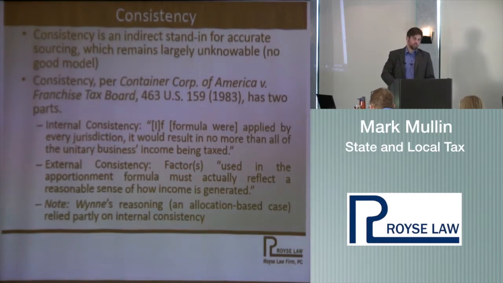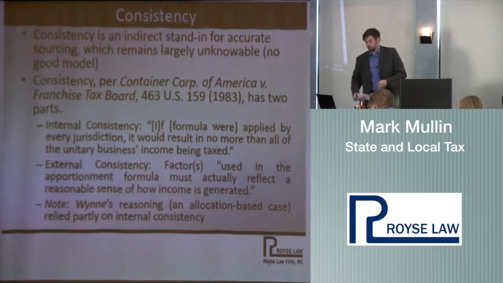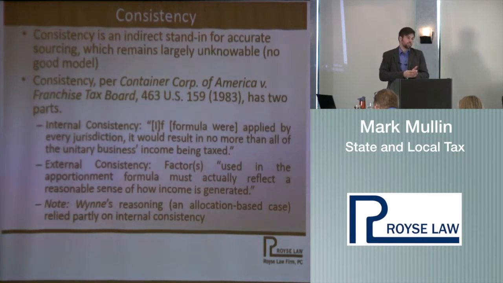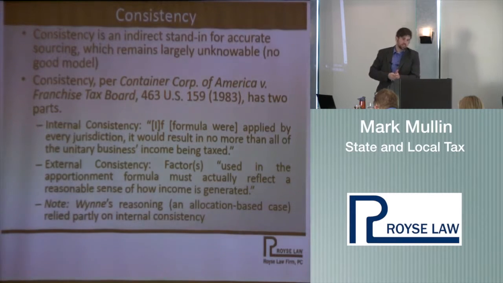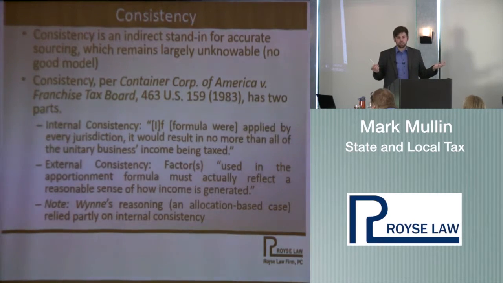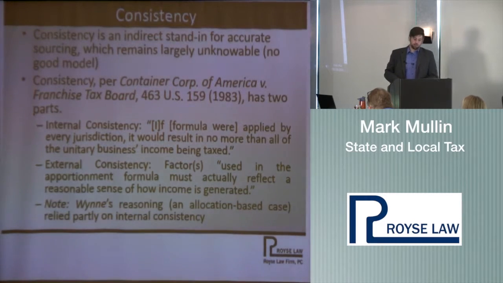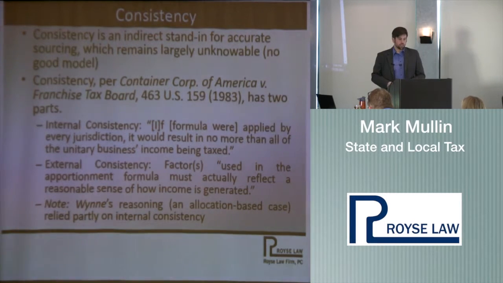So how do you really argue that an apportionment formula is unfair? Well, the first thing that an apportionment formula has to do is it has to be consistent. Consistency basically exists as a stand-in for accurate sourcing, because as I've alluded to throughout this presentation, no one really knows what accurate sourcing is. So what you do is rely on consistency.